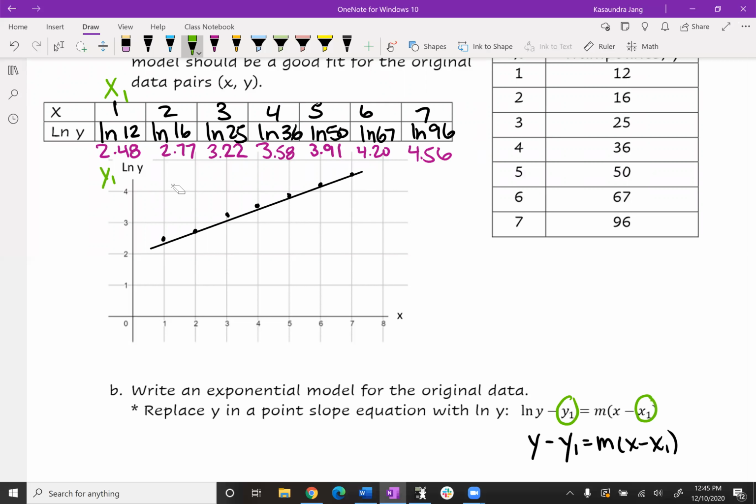And I took the y value that you chose, 2.48, equals m. I don't think we found the slope of that line quite yet, so I'll leave that blank for a sec. And then I've got x minus my x1, which we chose our x1 is the number 1. Okay, all right, so I plugged in my x1, y1 so far. I still need to plug in my slope, my m.